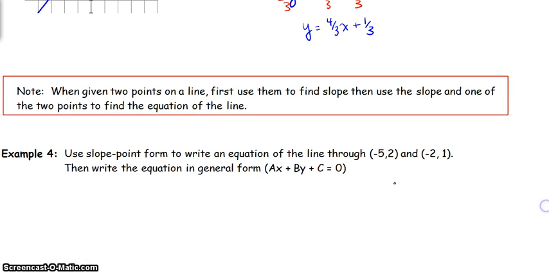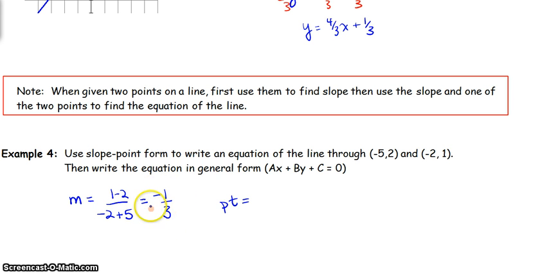Sometimes I only give you 2 points. I don't give you the graph, but it's really the same thing. You need slope and you need a point. You could graph and count the slope, or you could use your slope formula. The second y minus the first y over the second x minus the first x. Whenever it's subtract negative, I write it as addition. And you get -1 over 3.